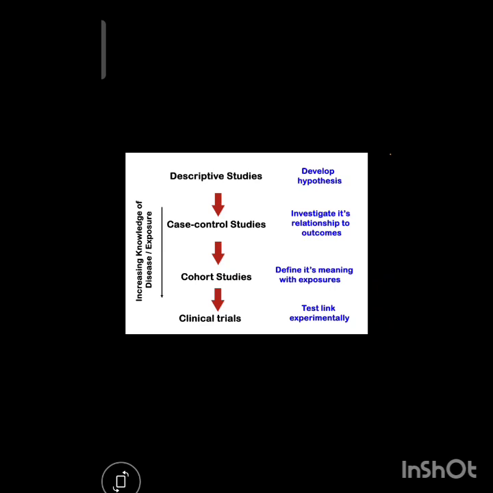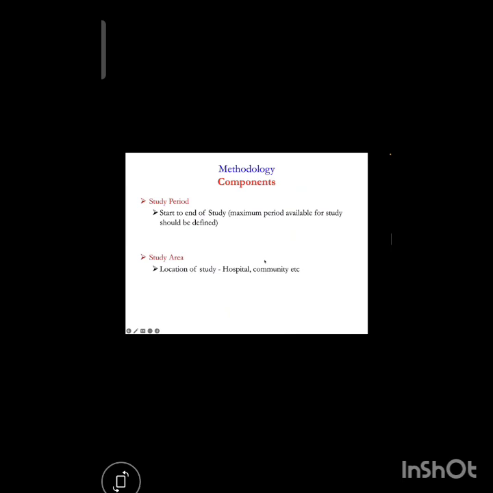And when you try to link them experimentally versus something gold standard or standard of care, they become clinical trials. So this is how your study design selection for a particular research question will work on these principles.